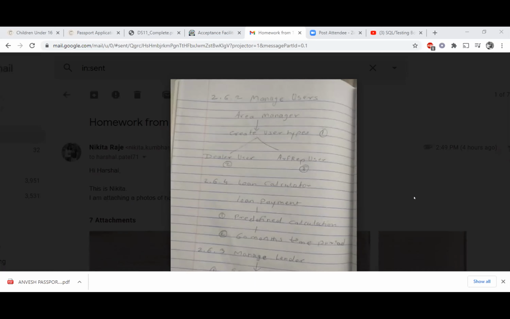So let me take a step back. Let me now ask you guys a question. If I have to calculate somebody's loan payment, what are the minimum pieces of information I need? Definitely I need the principal amount, right? What else do I need? Interest rate. You need an interest rate. What else?